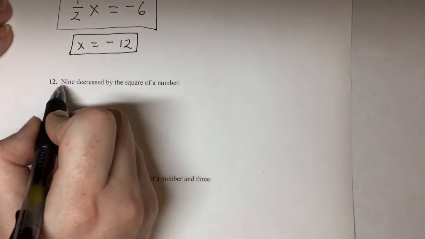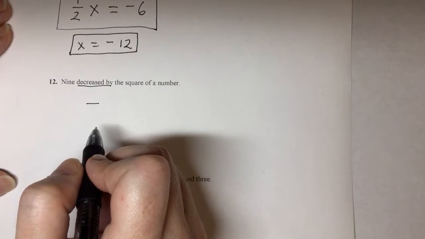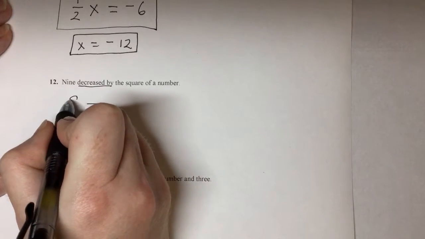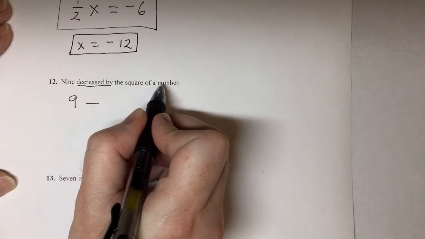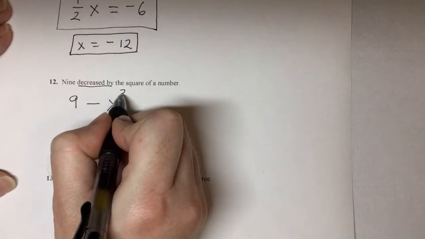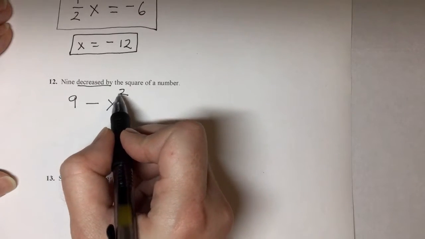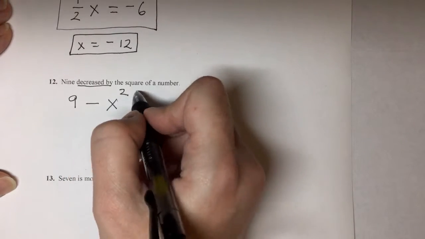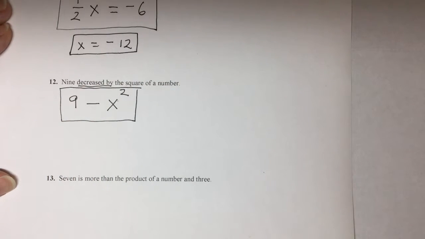With 12, 9 decreased by. Decreased by is subtraction. Does it switch the order? Nope, less than and subtracted from are the ones that reverse the order. So I'm starting with 9, and I'm decreasing it by the square of a number. By a number squared. So I'm going to use the exponent for a square, or if it were cubed, exponent would be 3. Be sure your exponent is a superscript, a little bit smaller and higher. And this is simplified. No parentheses, like terms combined.